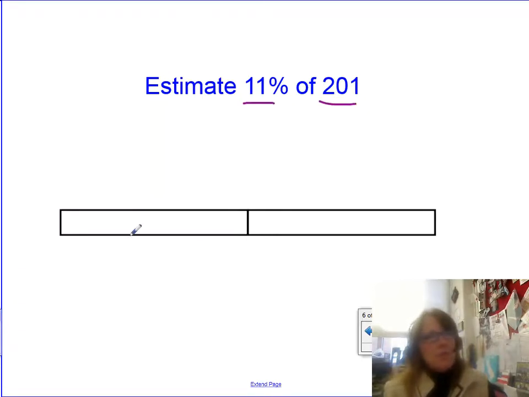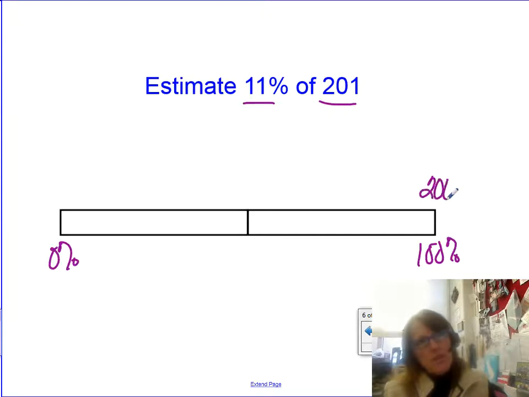11% of 201. Here's 0%, here's 100%. Okay, 201, well, that's close to 200, so that'd be my total, okay? Halfway there would be 100. That's the 50%, okay?